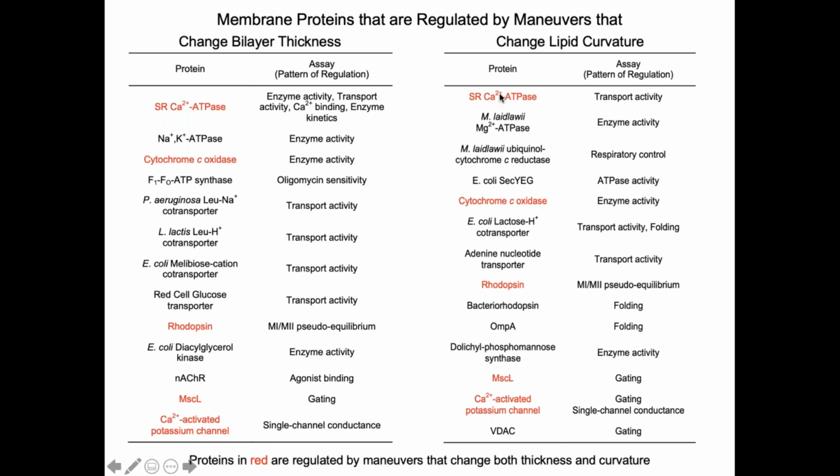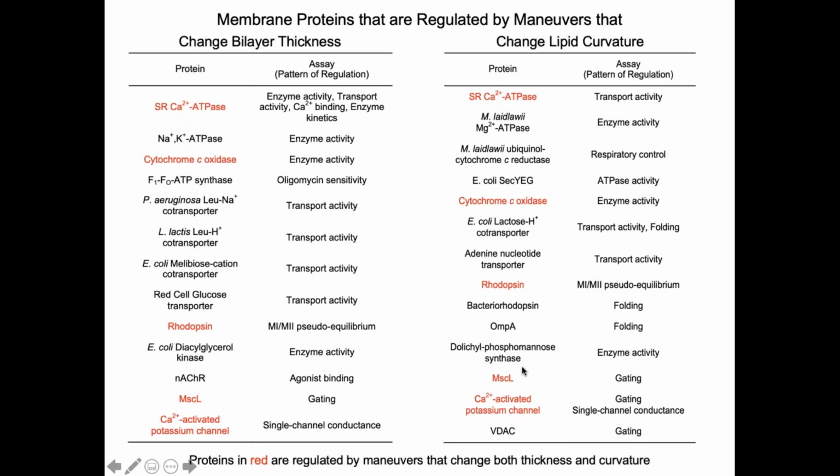Maneuvers that change the lipid curvature, where you change the tendency of bilayers from preferring planar organization to more curved organization, similarly change function of membrane proteins. But it turns out that whereas you can do fairly well-defined changes in bilayer thickness, if you change lipid curvature, it actually becomes impossible to avoid also changing bilayer thickness. And so these results are a little more subject to interpretation.